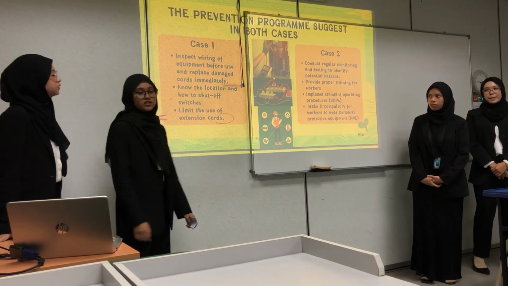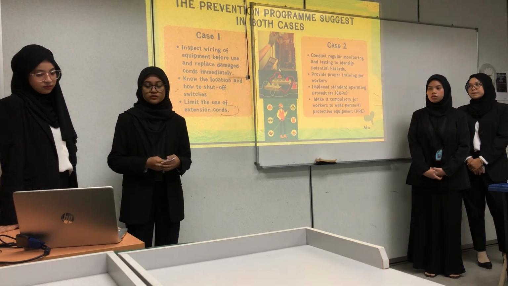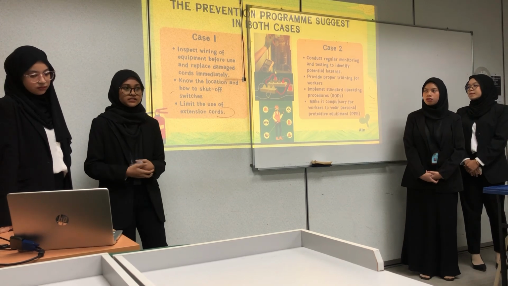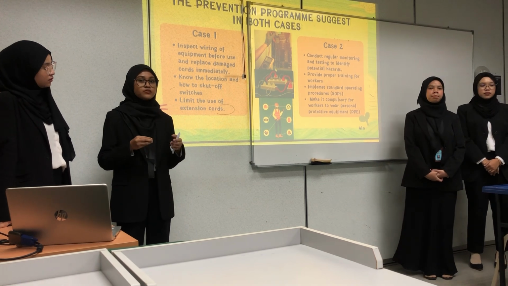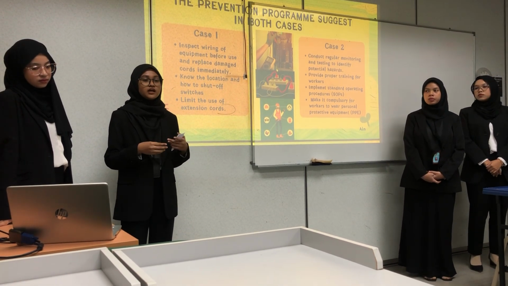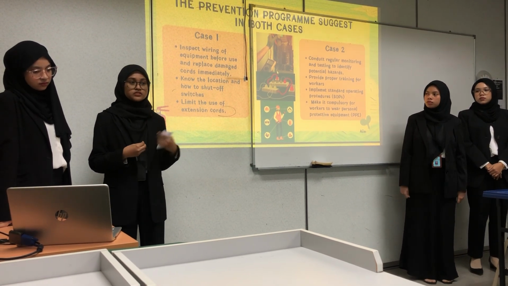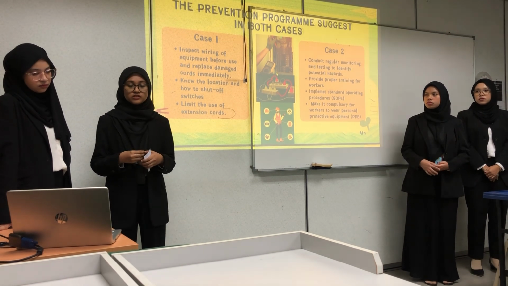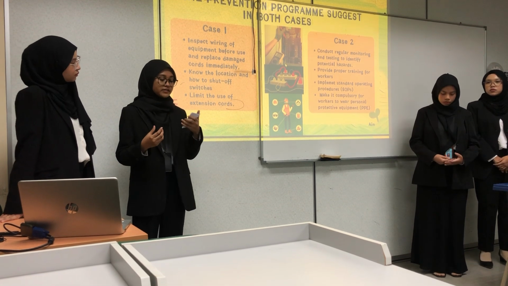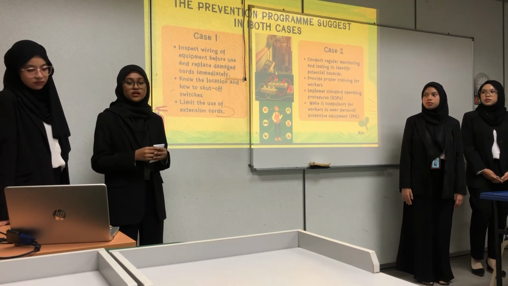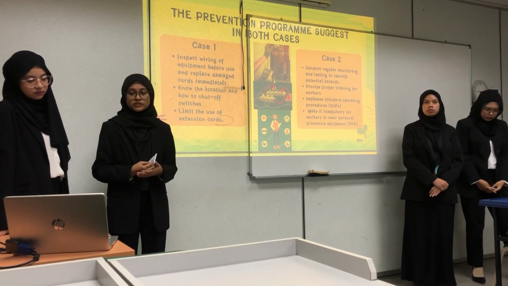So I'm going to present about the prevention program suggested in both cases. For case 1, inspect wiring of equipment before use and replace damaged cords immediately. Any damaged cord should be taken out of service immediately, especially when the environment is wet, to prevent any electrical hazard. Second, know the location and how to shut off switches. Third, limit the use of extension cords, which is do not overload cords that can draw more watts than the rating of the cord.